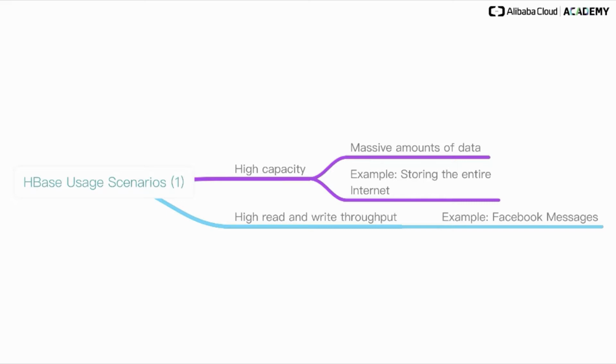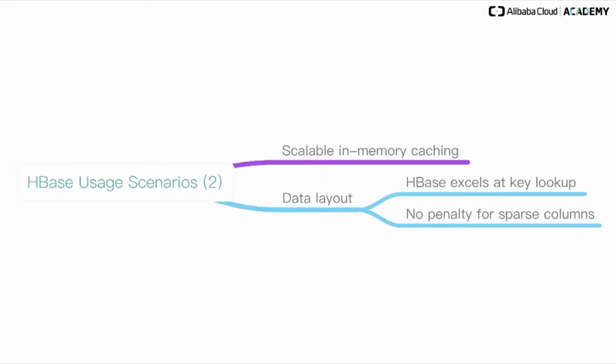Secondly, it provides high read and write throughput. Its throughput can reach 1,000 operations per second per node. Facebook runs entirely on HBase. There are 75 billion operations per day in Facebook, and its peak usage is 1.5 million operations per second.